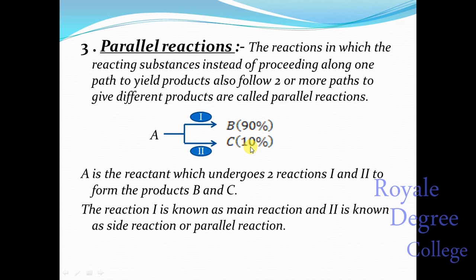So A is the reactant which undergoes two reactions here, the first and the second. If it is undergoing the first reaction, we are getting the product B, and if it is undergoing the second reaction, we are getting the product C. So the first reaction is known as the main reaction, and the second is known as the side reaction or parallel reaction.